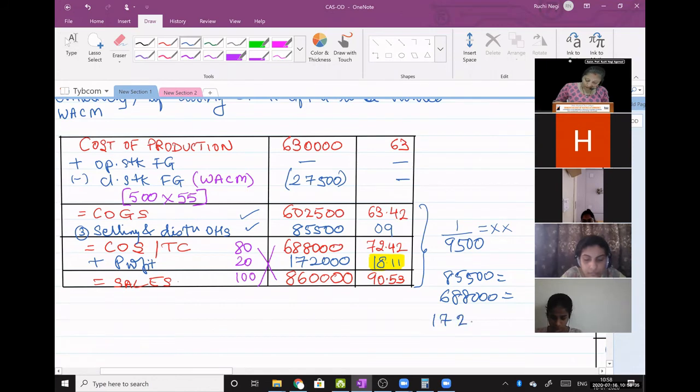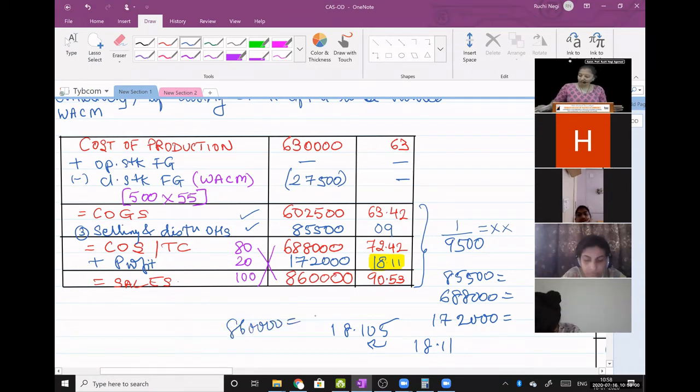Next, what do you want? Profit. So type 1,72,000 and press equal to 18.105. So round off the second decimal. So it will become 18.11. Clear? Okay. And last, sales. 8,60,000 and press equal to 90.526. Round off the second one. So it will become 90.53.